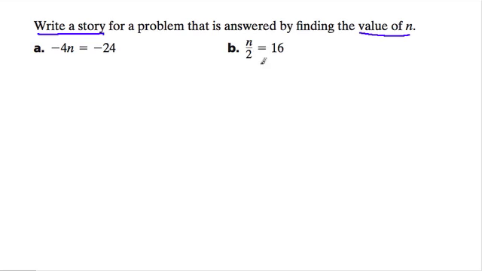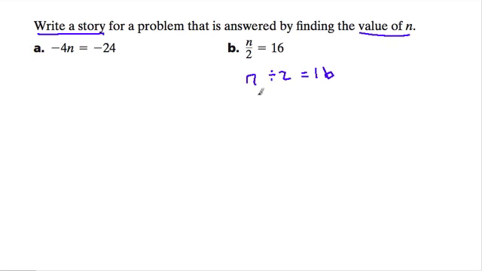I'm going to start with b because I think it's a little bit easier to deal with. Really, this is saying n over 2 equals 16. That's saying n, some number, divided by 2 gives us 16. All right, that's the same thing, just written in a different way. So we could write a story that talks about this situation. We have lots of options.